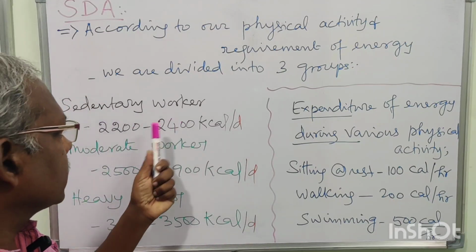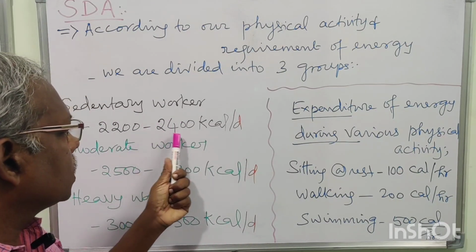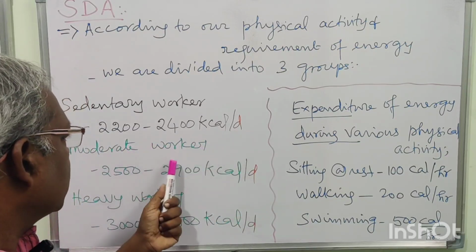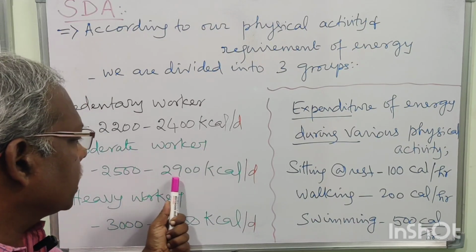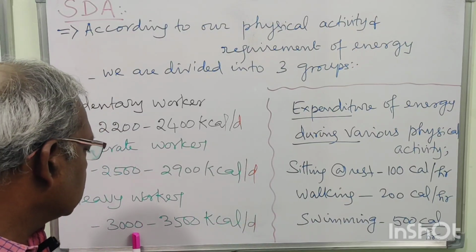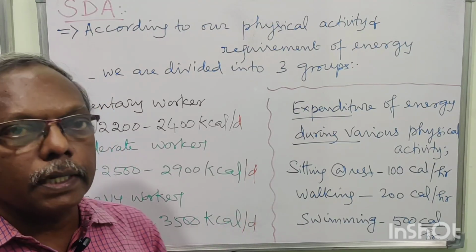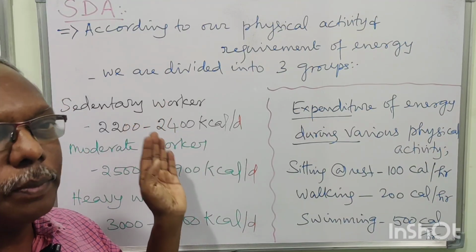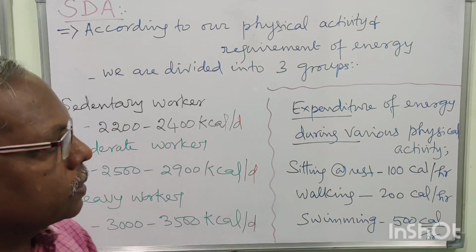For a sedentary worker, the requirement is 2200 to 2400 calories per day. A moderate worker requires 2500 to 2900 calories per day. For a heavy worker, 3000 to 3500 calories per day. Just read this once. Sometimes they may ask it in MCQ questions.